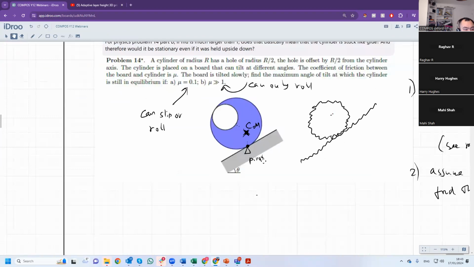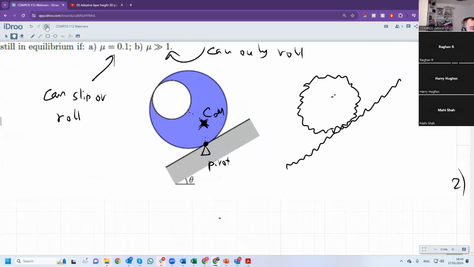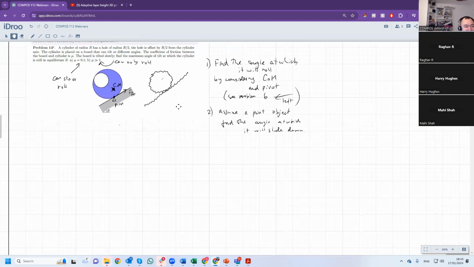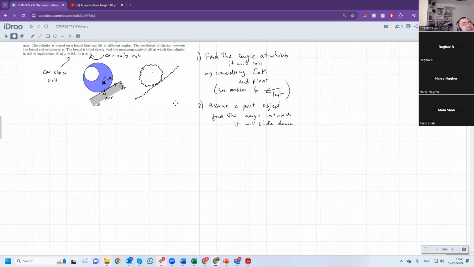With the friction, yes, the friction will always be up the slope, but because you're taking the friction at the pivot, you don't care. Yes, this is the force of friction. Friction is up the slope, but it's at the pivot. You don't need to take moments about the pivot. You don't need to take moments for this question.